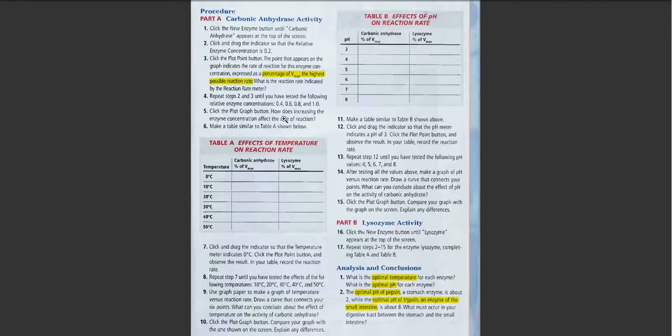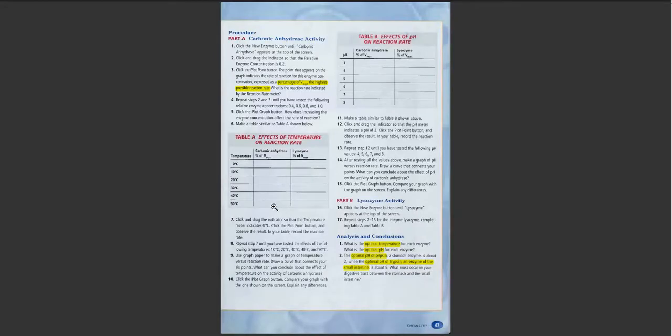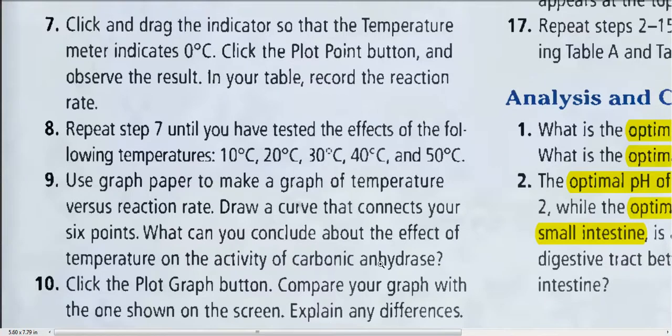4. Repeat steps 2 and 3 until you have tested the following relative enzyme concentrations: 0.4, 0.6, 0.8, and 1.0. 5. Click the plot graph button. How does increasing the enzyme concentration affect the rate of reaction? 6. Make a table similar to the table shown below. Table A: effects of temperature on reaction rate. Temperature, carbonic anhydrase percent of Vmax, lysozyme percent of Vmax: 0, 10, 20, 30, 40, 50.